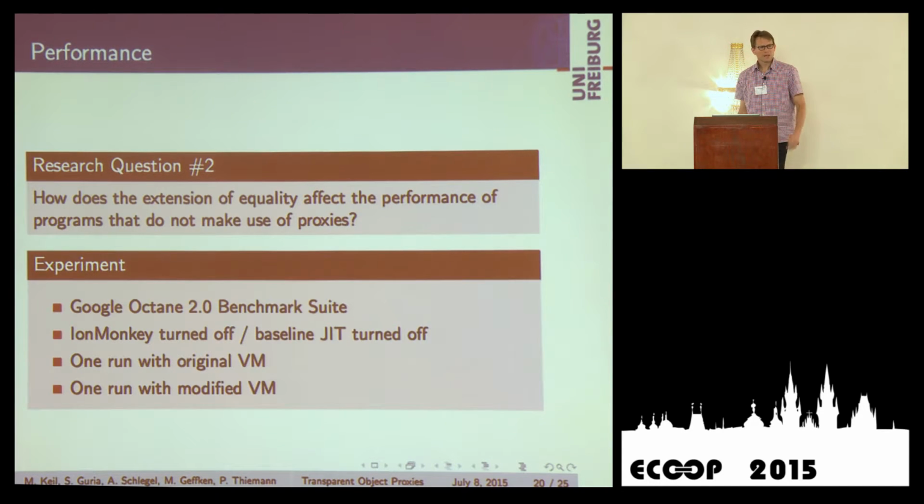Okay, now you've messed with the JavaScript virtual machine. That leads us to question number 2, right? If you extend equality, how does that affect the performance of programs that don't make use of proxies? If your programs now run a couple of percent slower, that wouldn't be a good idea either, right?